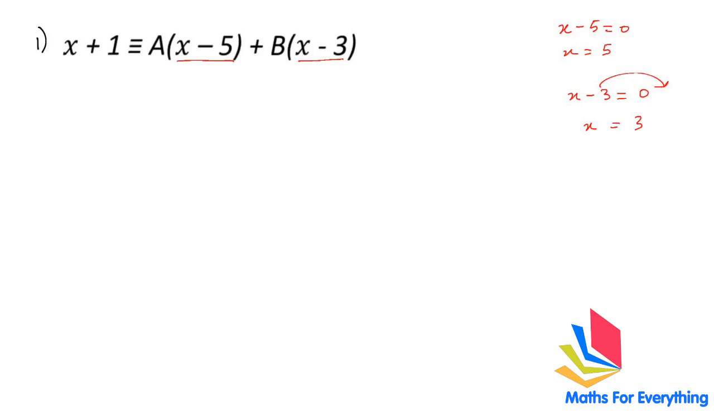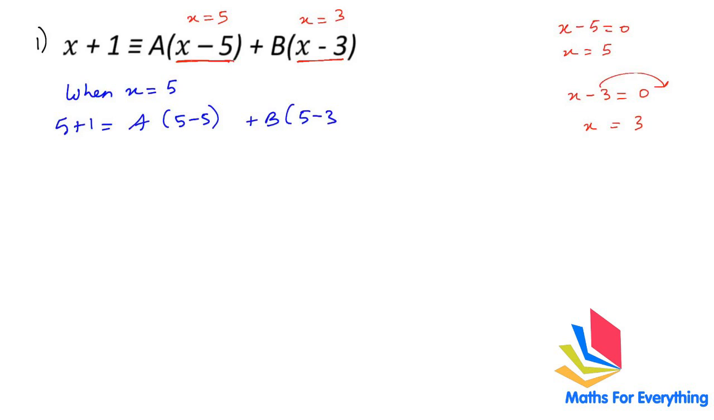You can write it like that, or you can solve it directly by understanding that if this is a negative 5, you are going to take positive 5. If this is a negative 3, you are going to take positive 3. Now let x equal 5. Wherever there is x in this equation, we'll replace it with 5. So 5 plus 1 is equal to A(5 minus 5) plus B(5 minus 3).